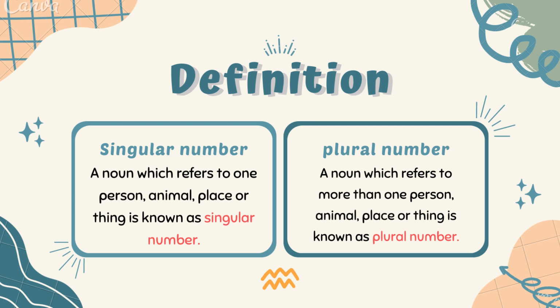Definition. A noun which refers to one person, animal, place or thing is known as singular number. A noun which refers to more than one person, animal, place, or thing is known as plural number.